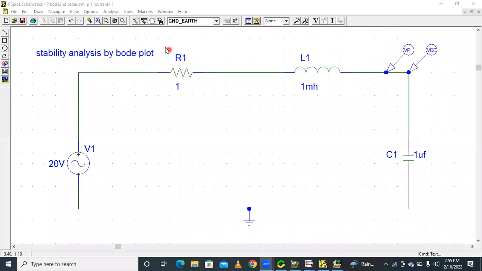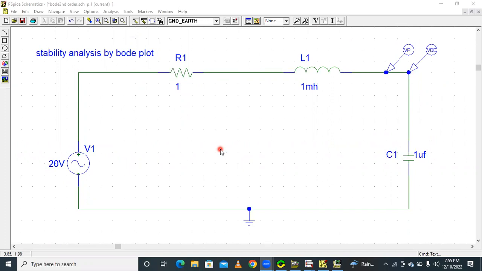Stability analysis of a series RLC circuit, that is called a second order circuit. By using this series RLC circuit, we have to find the transfer function V naught of S by Vi of S. V naught of S is the voltage across the capacitor and Vi of S is the input voltage. After finding V naught of S by Vi of S, we will get one transfer function.